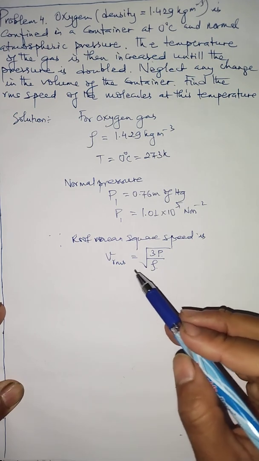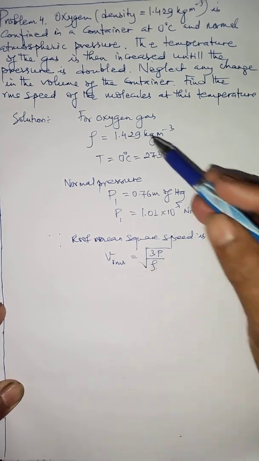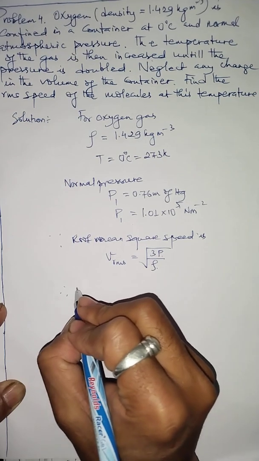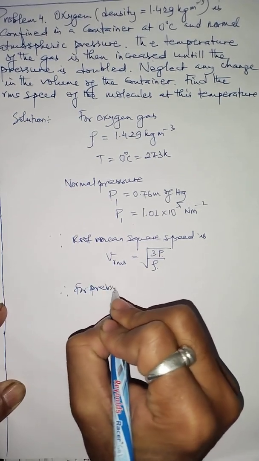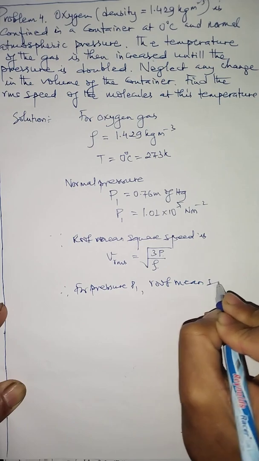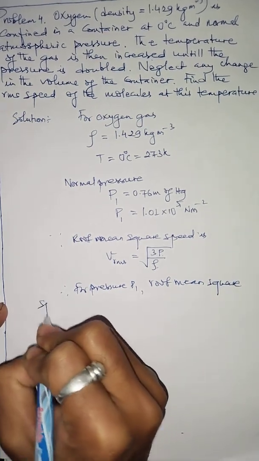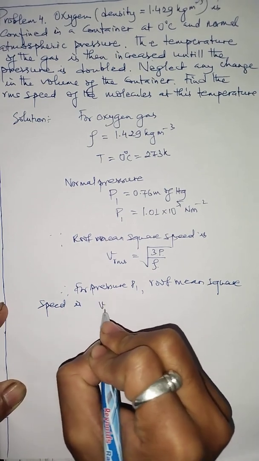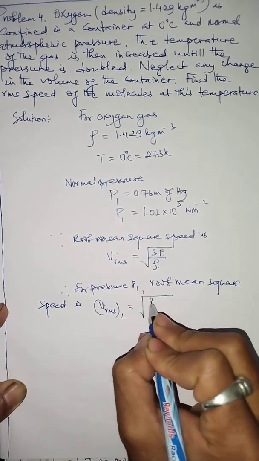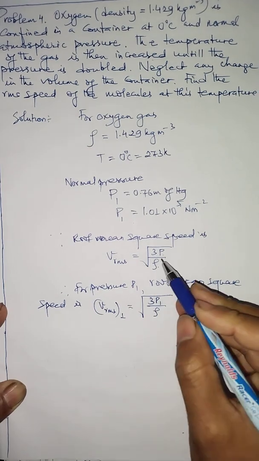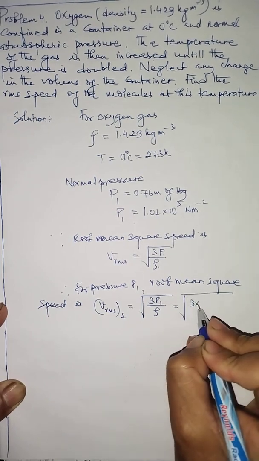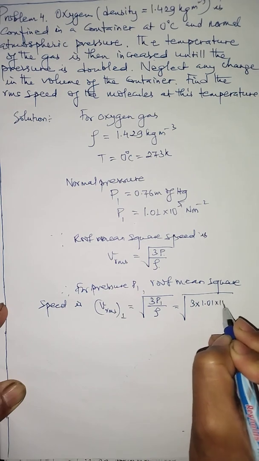Now if this is the relation to measure RMS speed for any pressure, then we have the first pressure P1, and the density is known. So I write down, therefore, for pressure P1, the RMS speed is given by v_rms1, and that is equal to square root of 3p1 by rho. So I replace p by p1, so v_rms is replaced by v_rms1. So square root of 3 into p1. What is the value of p1? 1.01 into 10 power what? 5.